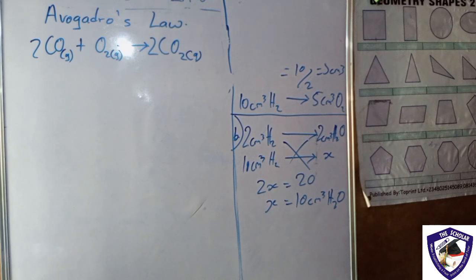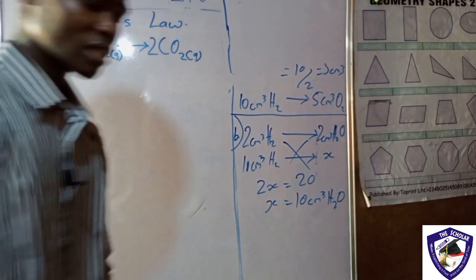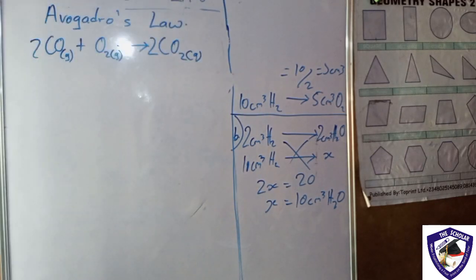Calculate the total volume of gas mixture, open bracket, residual gas, close bracket, in the reaction vessel. Find the value of A in the reaction vessel at the end of the reaction.